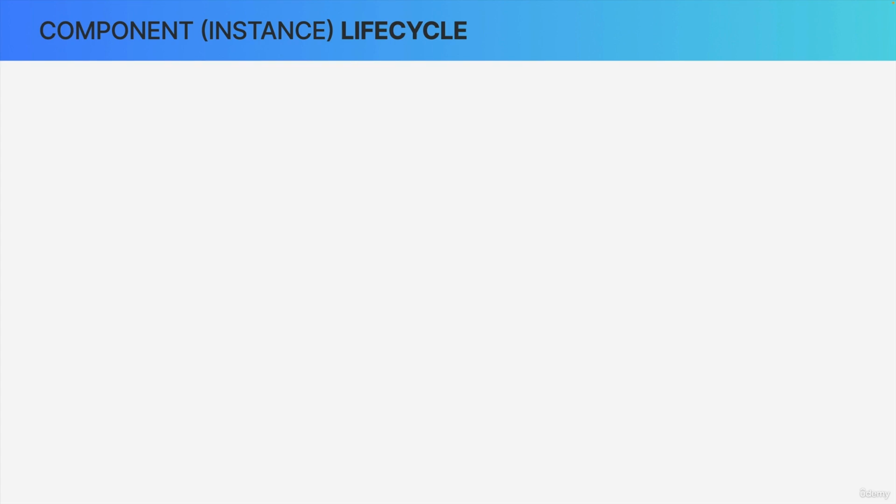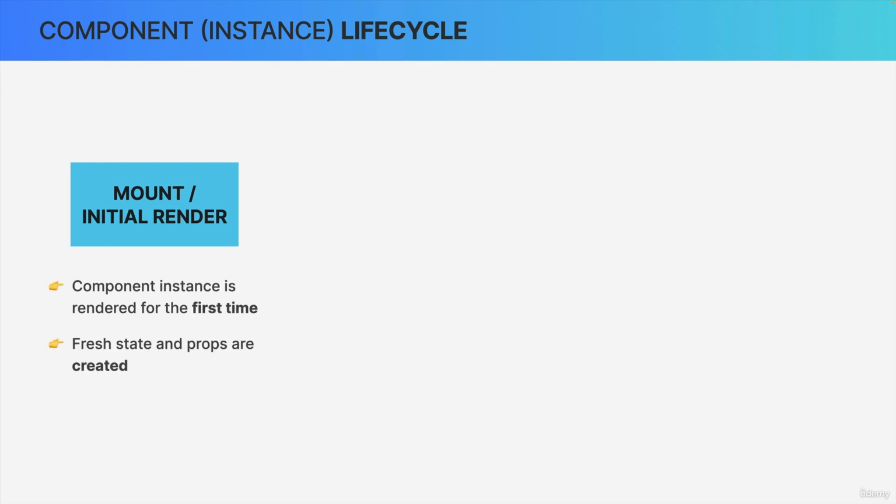And the first phase in any component's lifecycle is that the component instance is mounted, which is also called the initial render. So this is when the component is rendered for the very first time based on everything that we have learned in the previous section. This is also when fresh state and props are created for the component instance. And therefore, I like to use the analogy that the component is born in this phase.